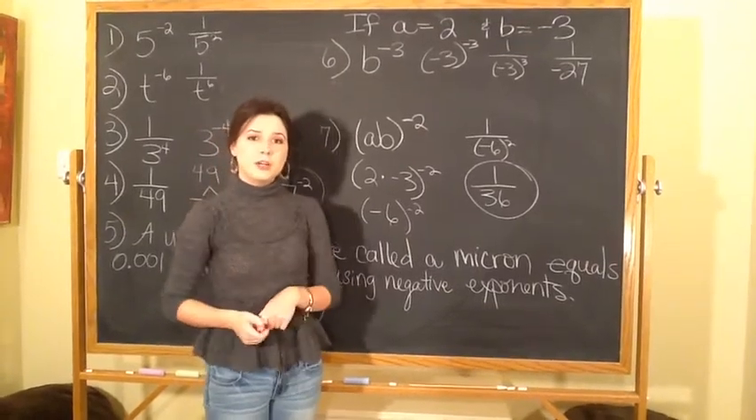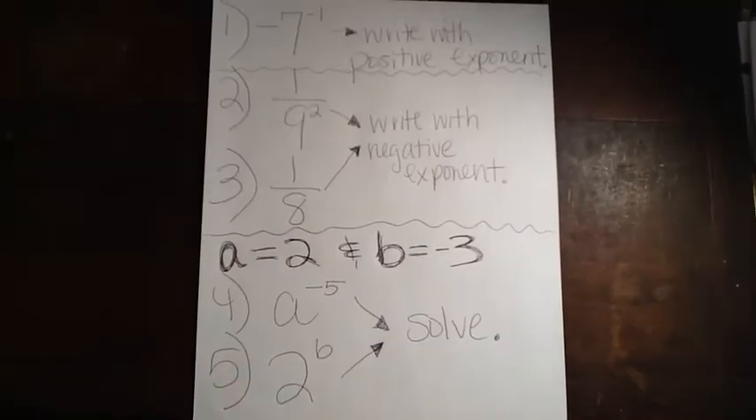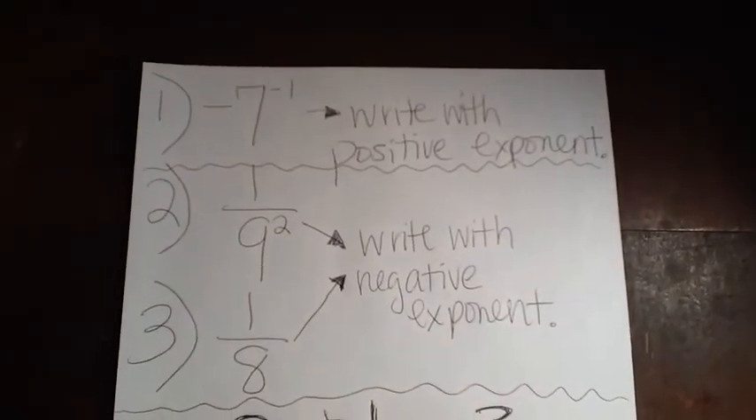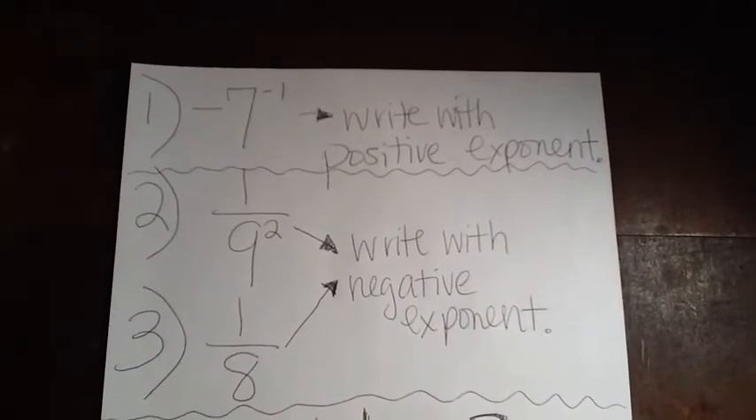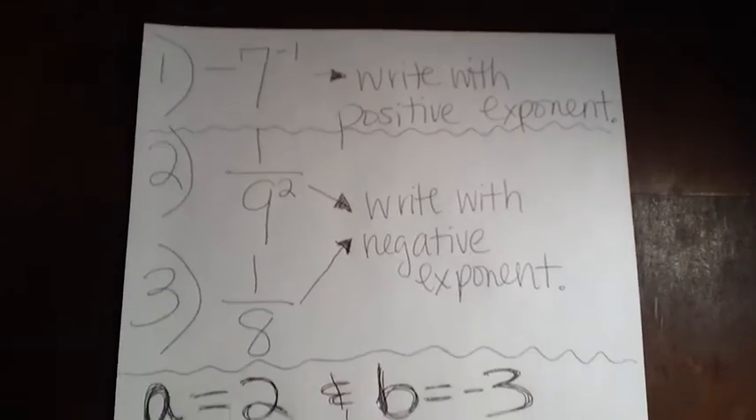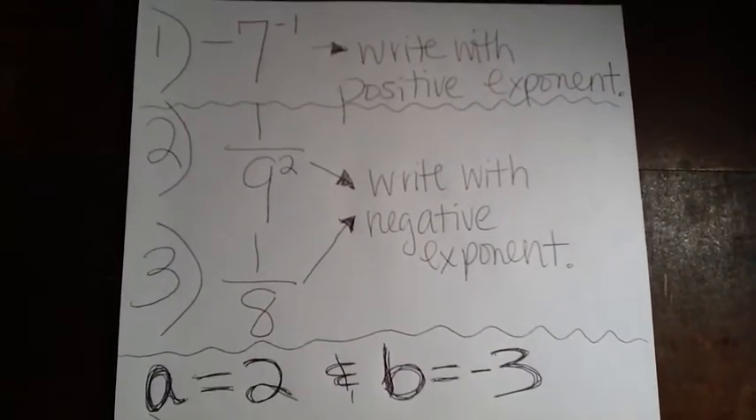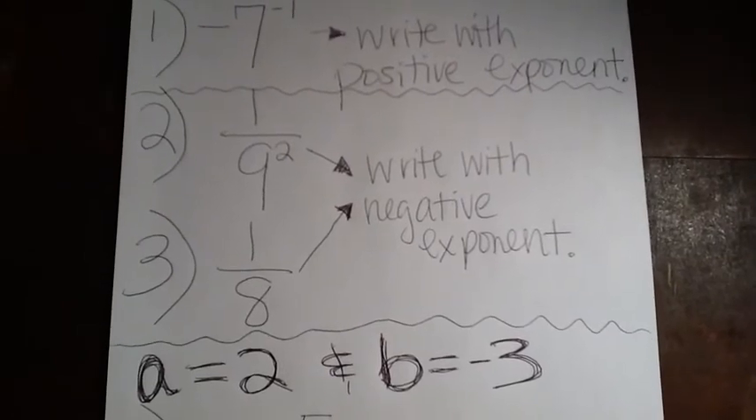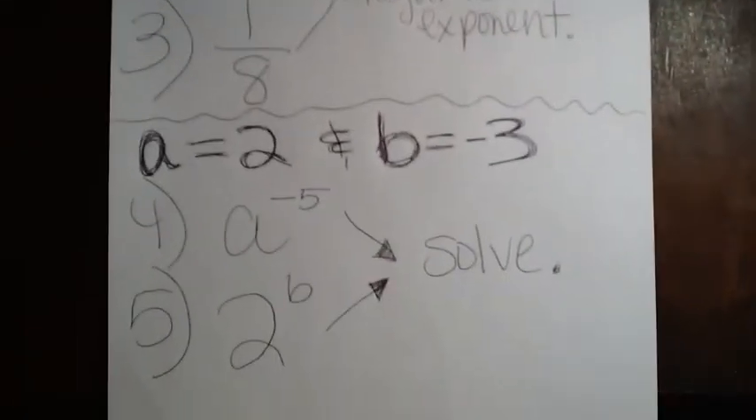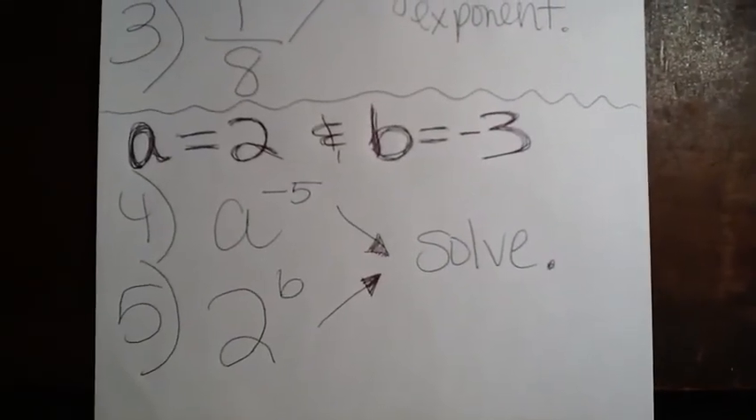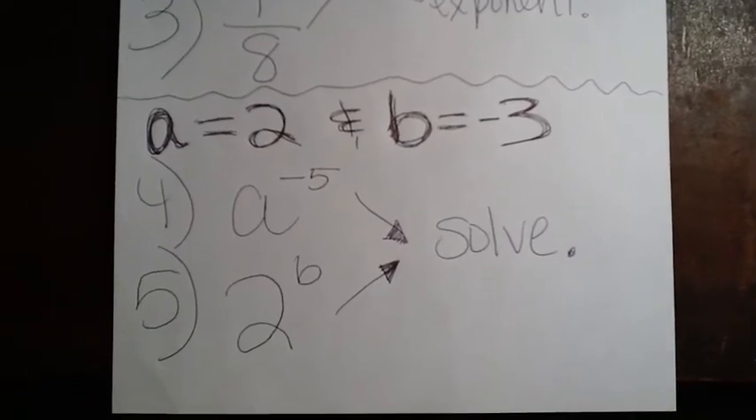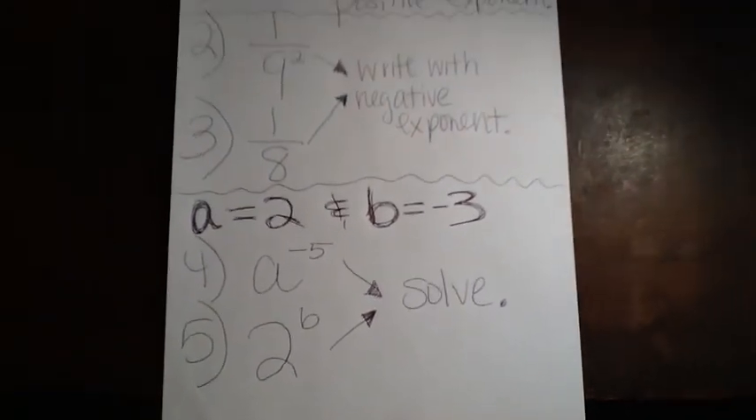Now let's do some on your own questions. Alright, you have 5 problems to solve for me. Number 1, you need to change negative 7 raised to the negative first power and write it as a positive exponent. For numbers 2 and 3, you need to change the fraction into a positive exponent. And then numbers 4 and 5, you need to solve those equations with variables and get the final answer. Good luck. We'll see what you get tomorrow.